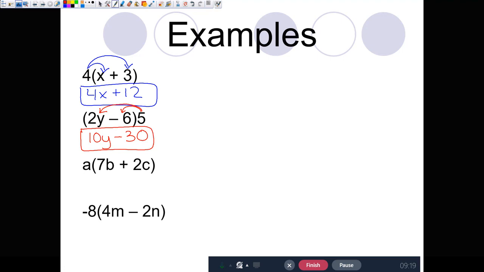Okay, now here I'm multiplying my a. What is a times 7b? What's the number up front of a? 1. So 1 times 7 would be 7. And then a times b would be ab. You always put it in alphabetical order. And then the same thing here. There's a 1 out front. 1 times 2 is 2, and a times c would be ac.